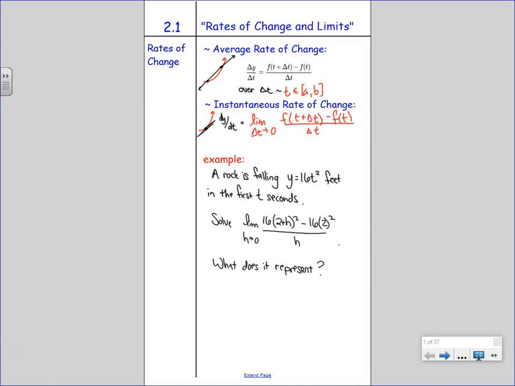Now how does that apply? What about displacement? So what would you guys do with a rock falling, y equals 16t squared feet in the first t seconds? That's the scenario. How would you solve the limit as h goes to 0 of 16 times 2 plus h quantity squared minus 16 times 2 quantity squared all over h?